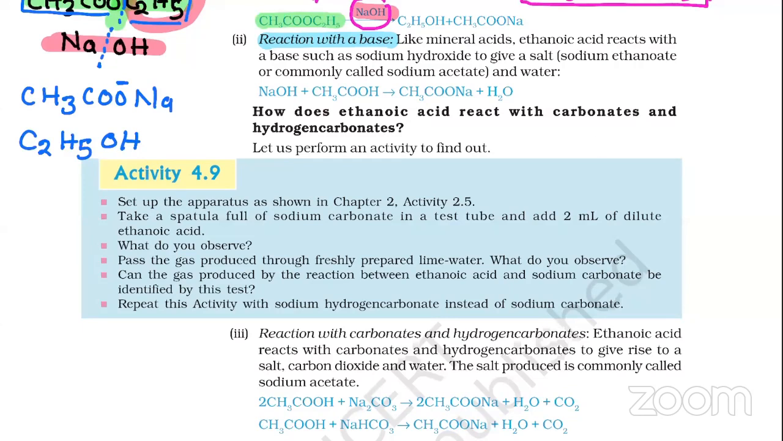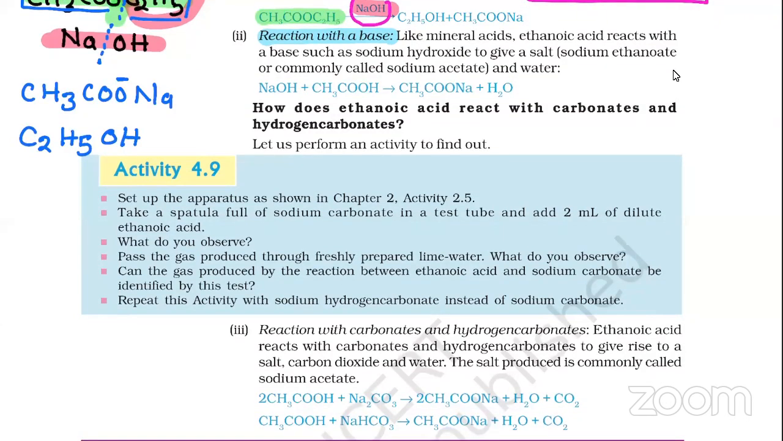Okay, so reaction with base. Like mineral acid, ethanoic acid reacts with a base, for example sodium hydroxide, and they will give a salt. So how to write this reaction? This is again a very easy reaction. So I am writing it like this.